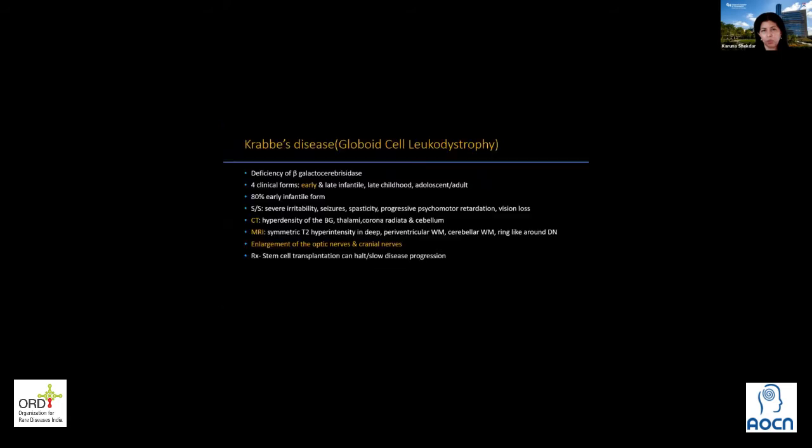So this condition is also called globoid cell leukodystrophy, and it can have different forms, mostly presenting in infancy with irritability, seizures, progressive psychomotor retardation and vision symptoms. So the characteristic features here, along with the signal abnormalities in the basal ganglia, as well as the white matter, thalamus, even in the cerebellum and dentate nuclei, is the enlargement of optic nerves and other cranial nerves.